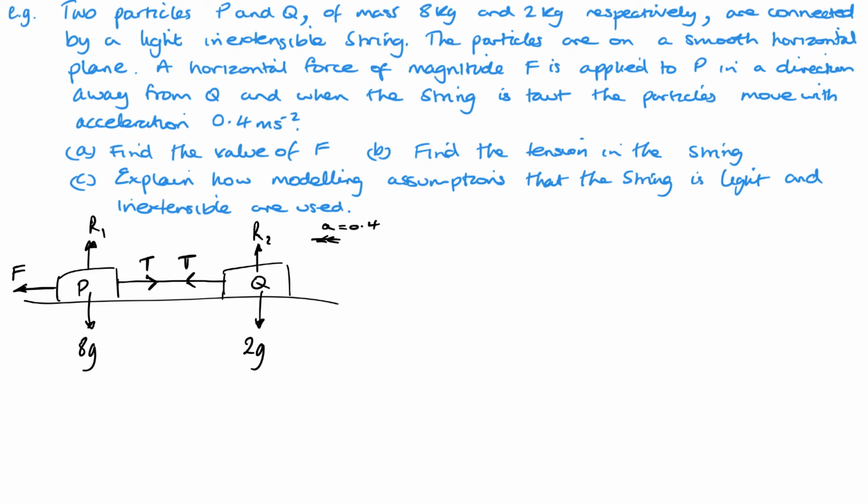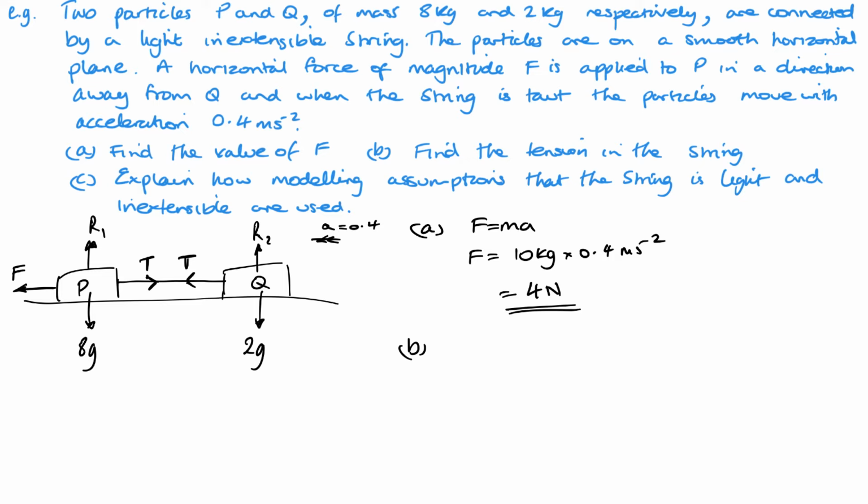So the first thing we want to do is find F. Well, this is really easy. Just F equals ma. We can deal with this as a single particle. That means that F we're trying to find, the total mass is going to be 10 kilograms, and the acceleration is 0.4 meters per second squared. So it's just 10 times 0.4, so 4 newtons. Very easy.